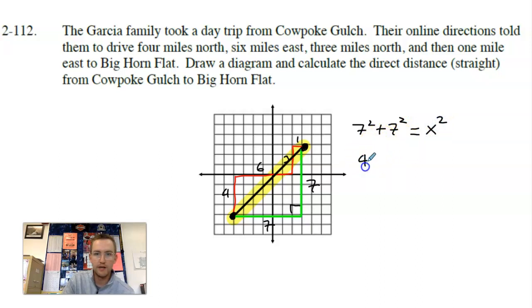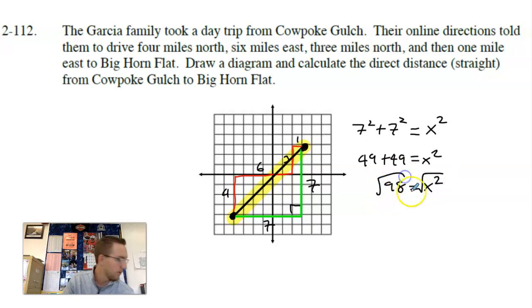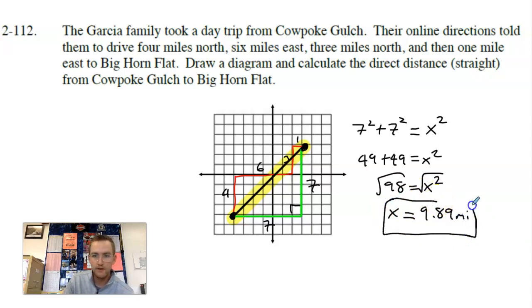And then if we do 49 plus 49 equals x squared, then we have 98 equals x squared. And if we take the square root of both sides, we end up getting that they traveled in a straight line 9.89 miles. As long as we saw that overall slope picture, you could do the Pythagorean theorem 3 separate times for all those little red triangles in between, but that's probably making more work for ourselves than we need to, but you'd get the exact same thing either way.